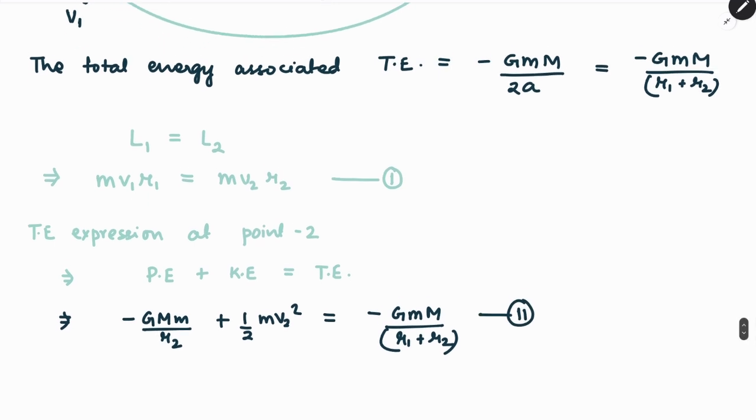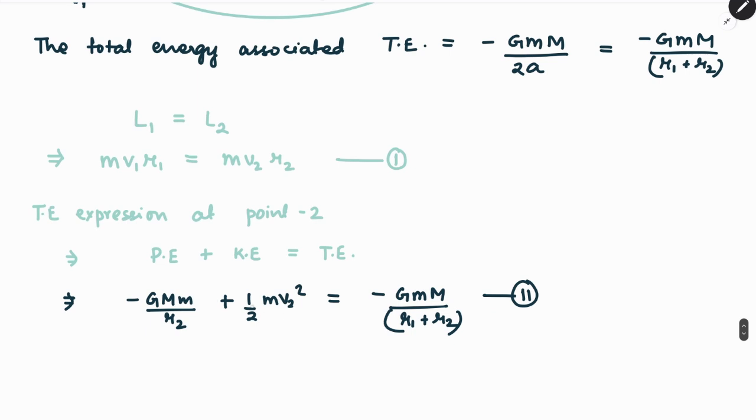Now from here we can solve for v2. If we solve for v2 in terms of r1 and r2, then we get v2 equals the square root of 2GM, where capital M is the mass of the sun, times r1 upon r2 (r1 plus r2). So we get an equation like this for v2.